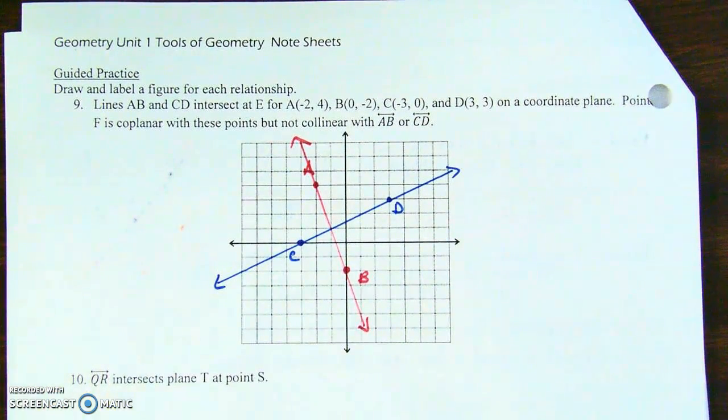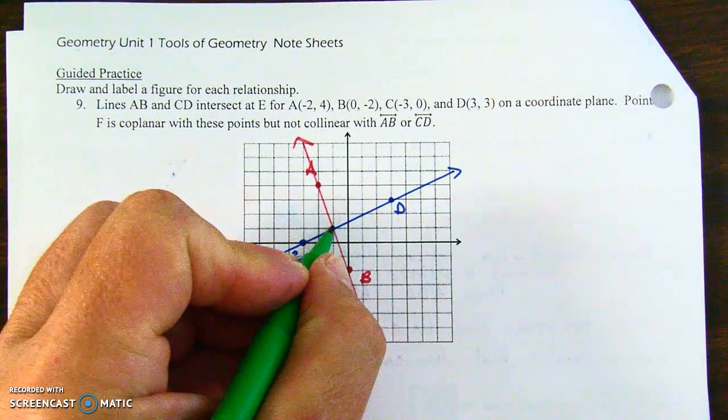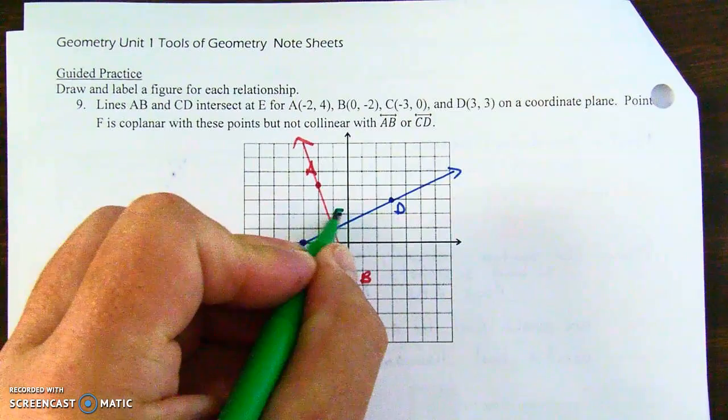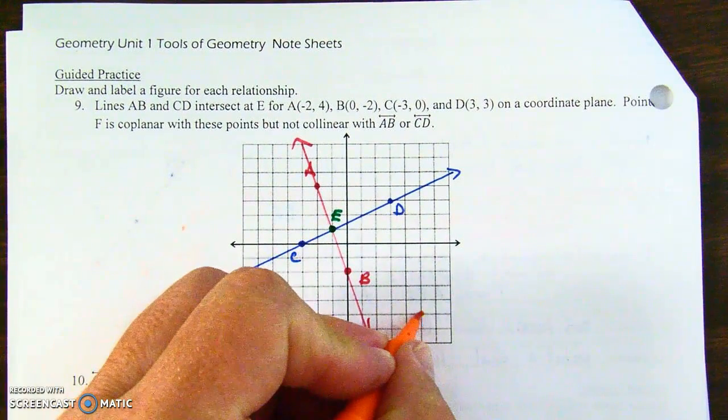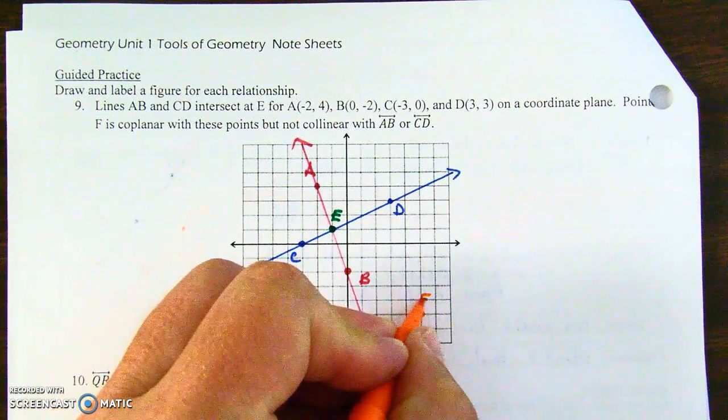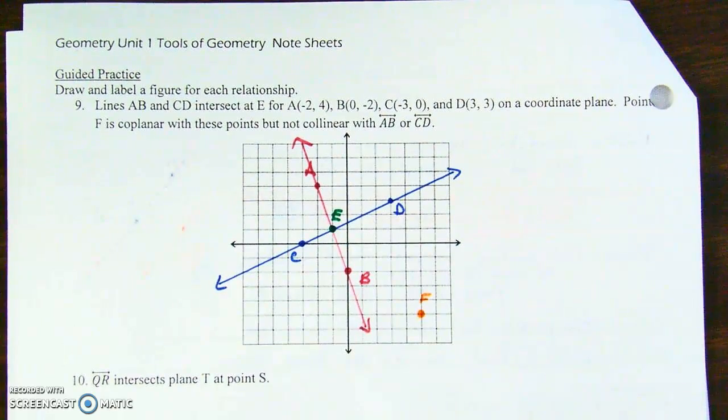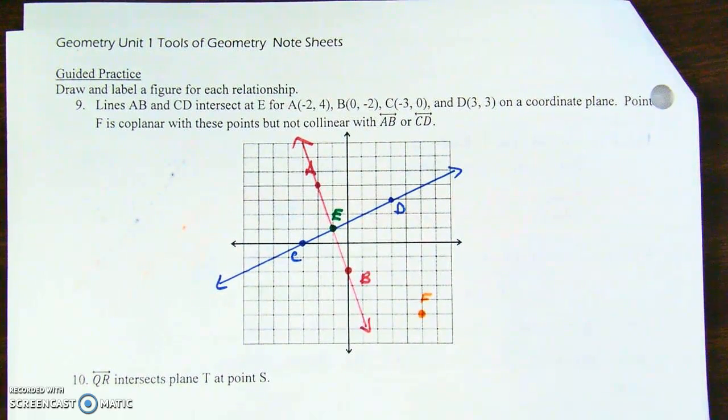Okay, now it says this point of intersection is called point E. Okay, and then it says point F is coplanar with these points, which means it lies in the same plane but does not lie on these two lines. So we could randomly put F anywhere we want to. So let's go ahead and put it down here just for fun. Okay, and then it is not collinear because it does not lie on either one of those lines. Okay, and there you go.